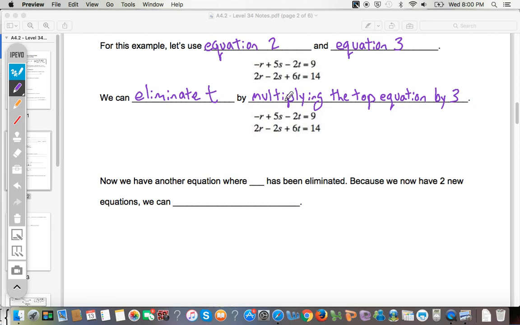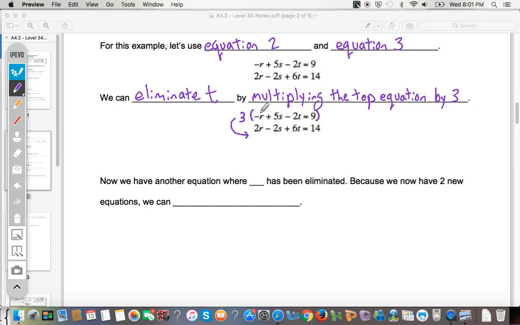Okay, and if you can't see that quite yet, don't worry, we'll go over that right now. So what I'm going to do down here, just put the two equations down here. I'm going to put parentheses around this top one. Okay, and I can eliminate t by multiplying the top equation by 3. So let me put my 3 here. I'll put my new equation down underneath, drop it right underneath.